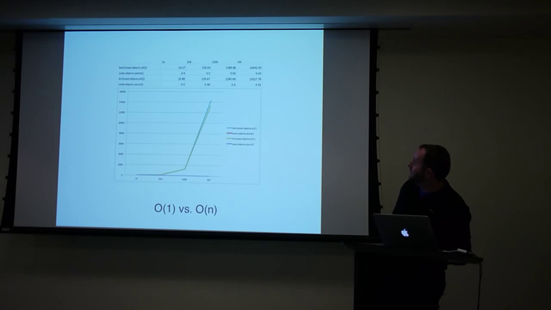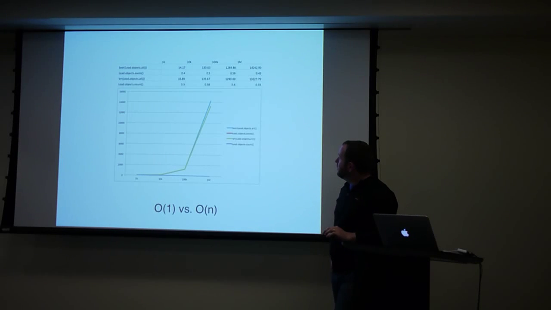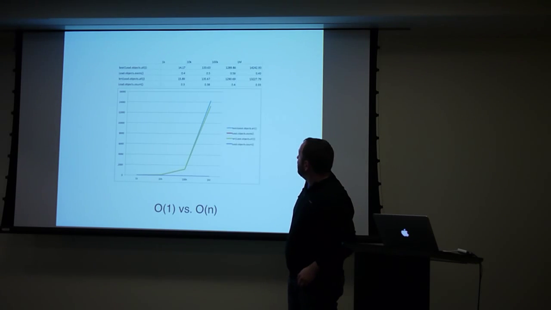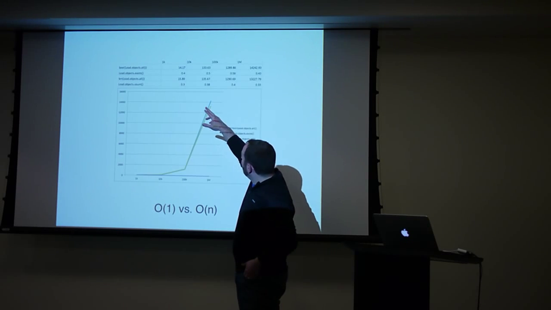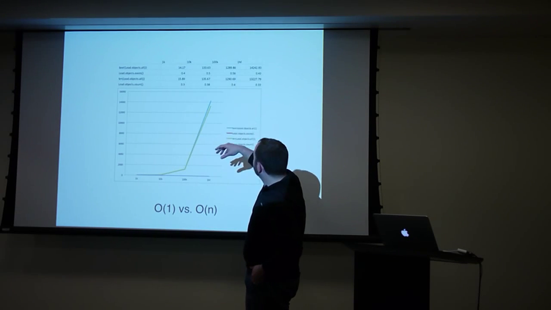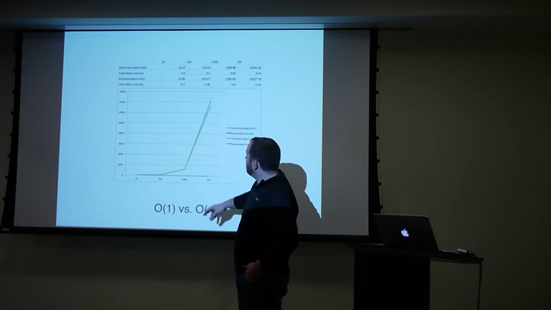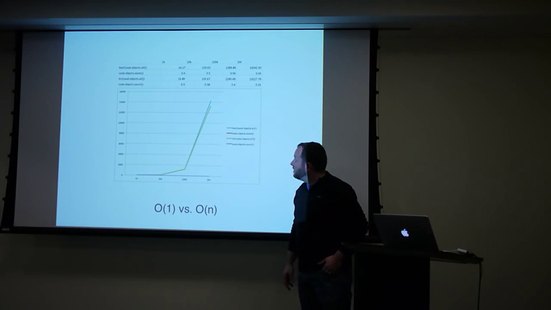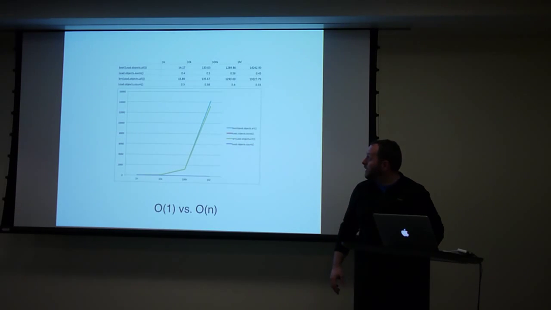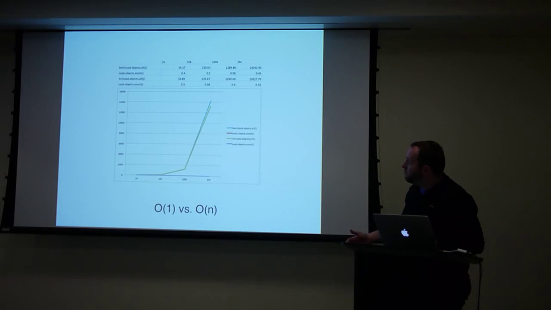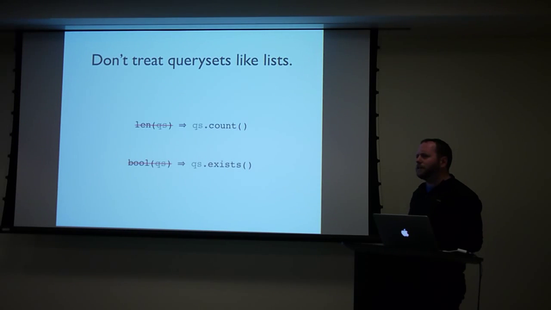So I did a little data, as I said. Fairly typical: the data size is going up, 1K, 10K, 100K, 1 million. You're seeing a typical, proportionate increase in runtime. Those are in milliseconds. But your dot exists and your dot count stay linear. So don't treat query sets like lists.